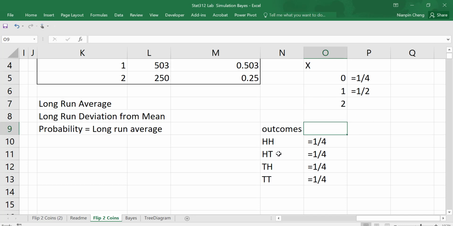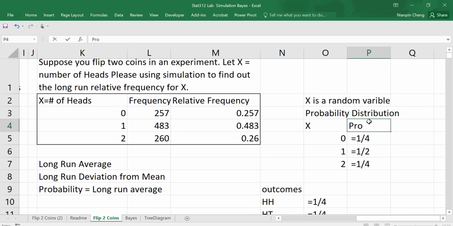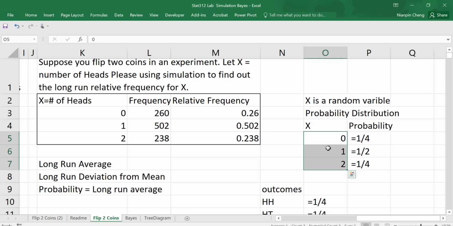And you observe 2 heads, that's the only one, you have a head and then another head. So that's equal to 1/4. You add these together, that's 1. Okay, so this is the probability of x. When x takes different outcomes, we list the associated probability. So this table, you look at this one. This is the theoretical calculation.